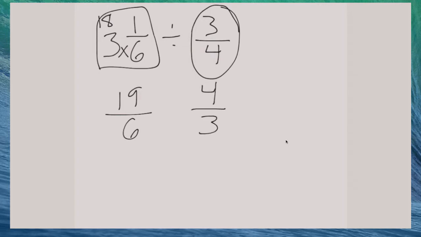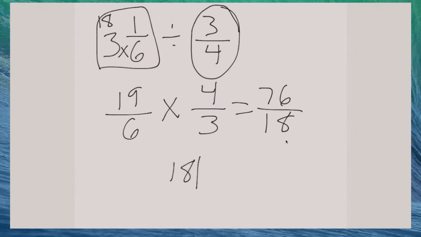I change my divide sign to a times sign, and I'm now ready to multiply. 19 times 4 is going to get me 76. 6 times 3 is going to get me 18. Now I need to convert my improper fraction into a new mixed number for my answer.